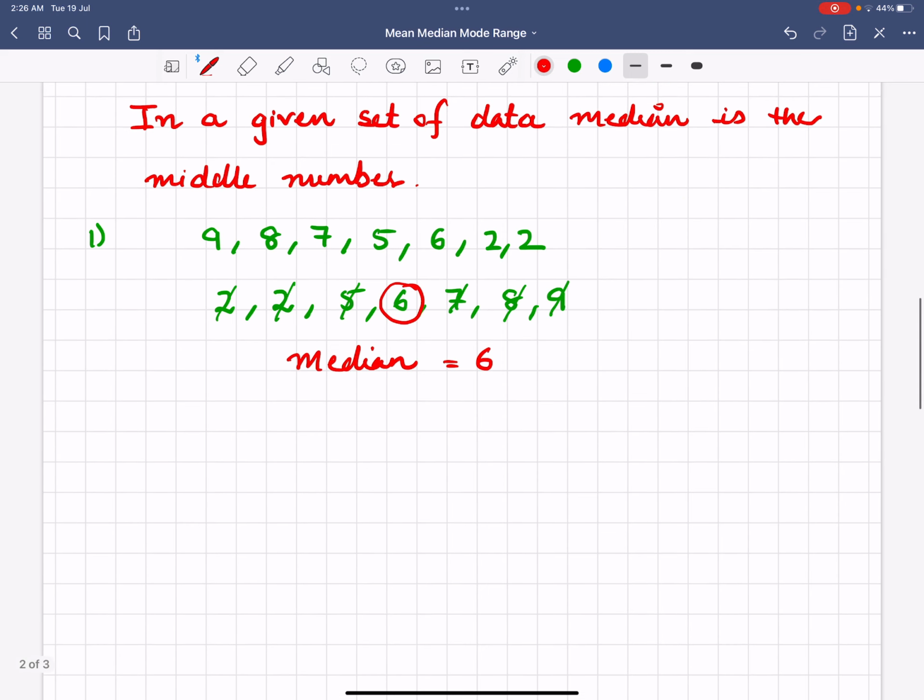Let's move on to the second example. Now again we are given numbers here. So I'll write the numbers, and what you can do is you can try putting them in ascending order and try to find the middle number. So the numbers are 1, 3, 3, 6, 5, 3, 2, 1, 4, 3, 2.